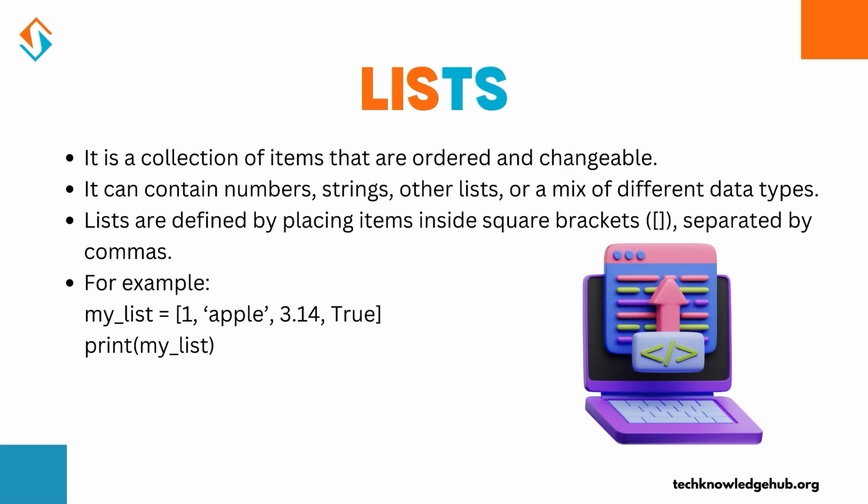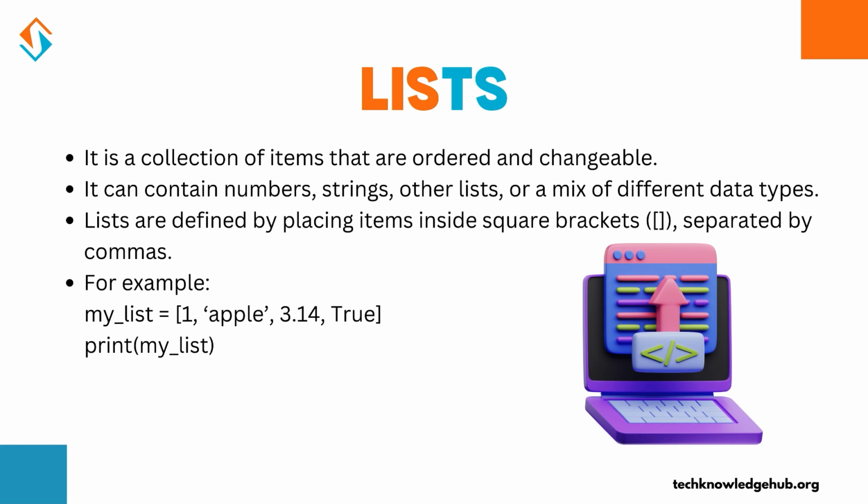Let's get started. Let's begin with the basics. What exactly is a list? In Python, a list is a collection of items that are ordered and changeable. Think of it as a container that can hold multiple pieces of information in one place. A list can contain numbers, strings, other lists, or a mix of different data types. Lists are defined by placing items inside square brackets separated by commas.